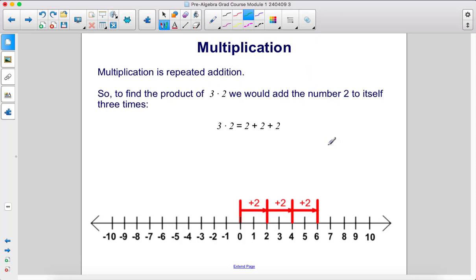Multiplication is repeated addition. So to find the product of 3 times 2, we would add the number 2 to itself 3 times. 3 times 2, I like to think of this as 3 groups of 2. So 1 group, 2 groups, 3 groups of the number 2. 2 plus 2 plus 2, start at 0, move 2 to the right, 2 to the right, 2 to the right, and the answer is 6.